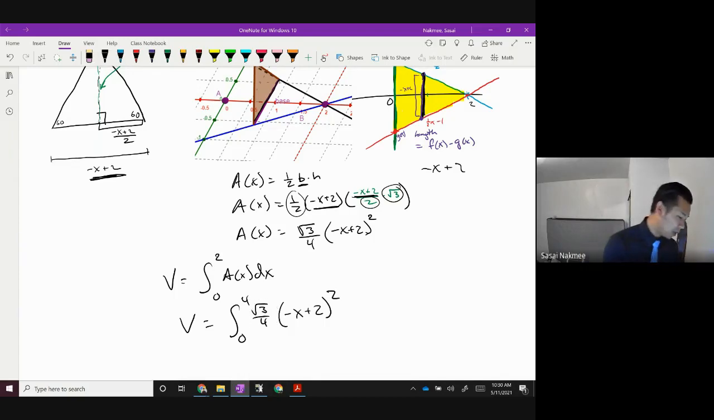Why is it from 0 to 4? Because I messed up and I have dyslexia. It's 0 to 2. Thank you, Monica. From 0 to 2 of square root of 3 over 4. I was too busy focused on that 4, because I think it's a very interesting coefficient.